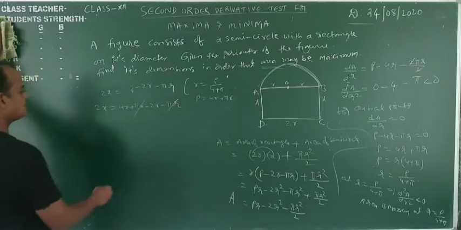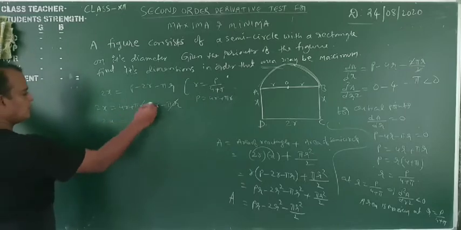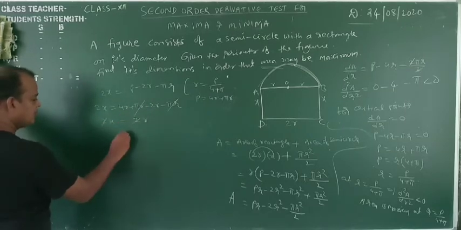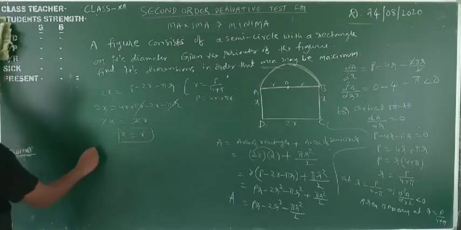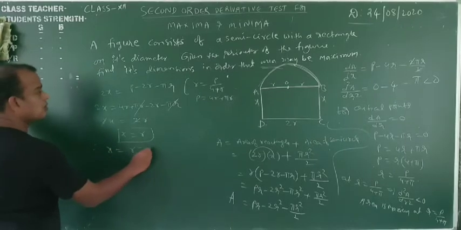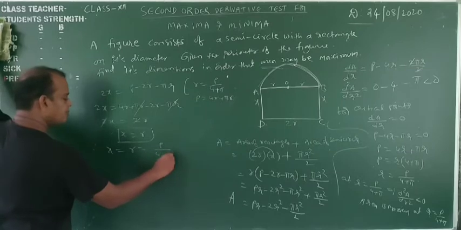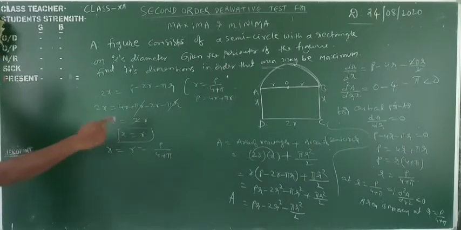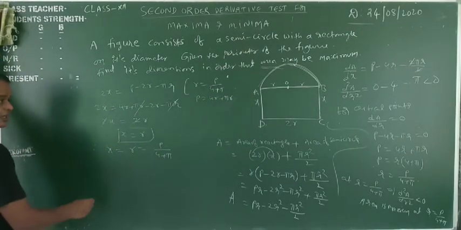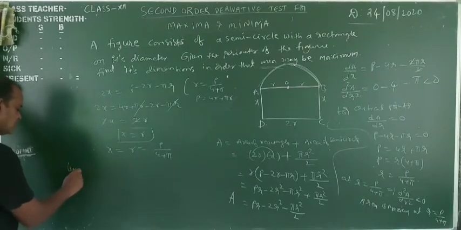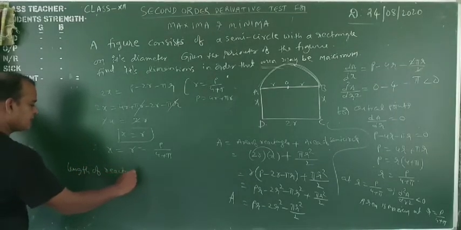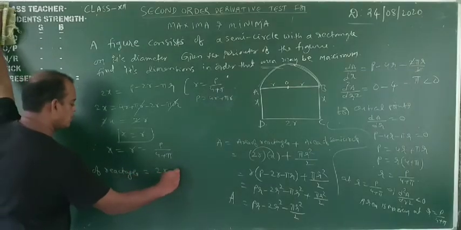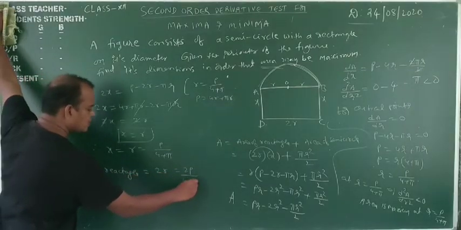Pi r cancels. 2x is equal to 4r minus 2r, which means 2r. 2 cancels. x is equal to r, my dear students. Therefore, x is equal to r is equal to P by 4 plus pi. What are the dimensions? One is 2r, the other one is x. Length of rectangle is equal to 2r, that equals 2P by 4 plus pi.